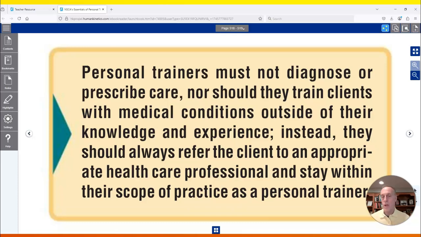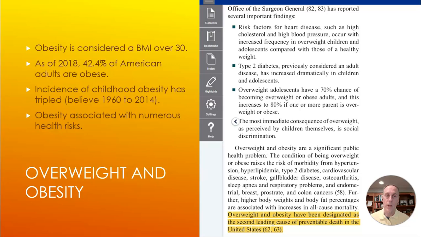It's not so well defined when you're working one-on-one in a fitness facility, but I will tell you, you have to kind of know where your boundaries are and what's appropriate for you to talk about with your clients, even when we're talking about obese or overweight clients.